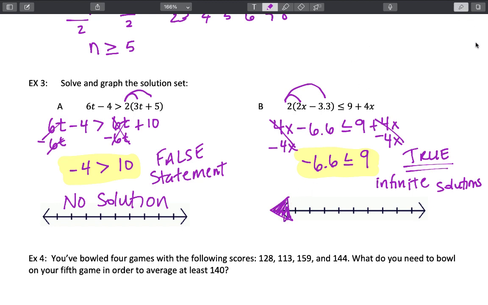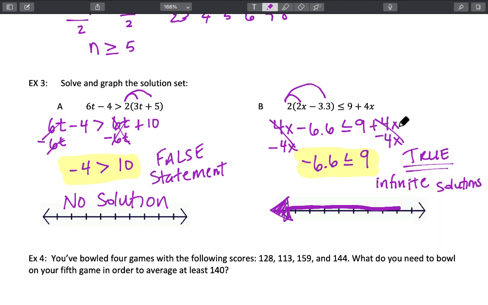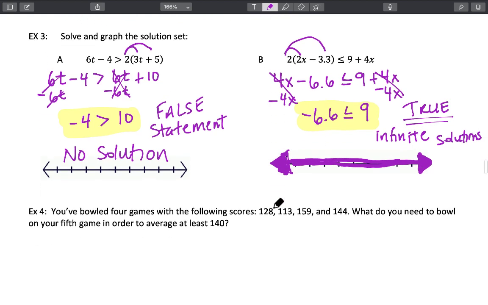So watch this. We're going to create a nice, big, thick line here. And we're going to graph that all the way across. Let me turn that guy off. Graph it all the way across, and another big arrow over here on the right. So there's the graph of infinite solutions, all real numbers. All right, I'm going to change my pen back here. And let's finish up with our final example here.